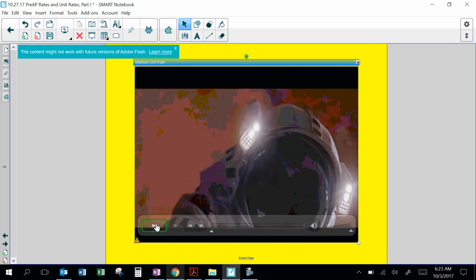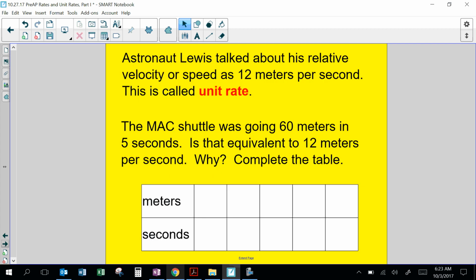So this is a movie with Matt Damon. I believe it's called The Martian. He is trapped on the planet Mars. He's trying to get back to Earth, so he's trying to orbit himself into the space shuttle. As you can see, the chief astronaut, her name is Astronaut Lewis. She's talking about their relative velocity of 12 meters per second.